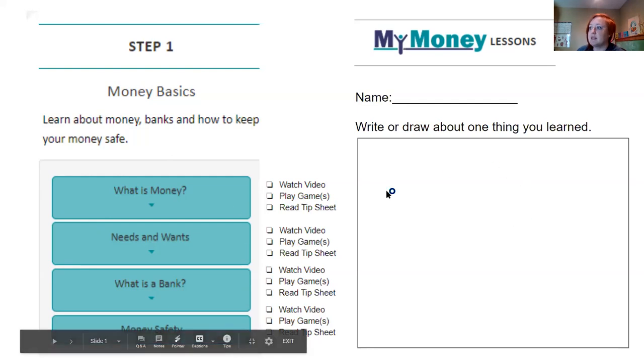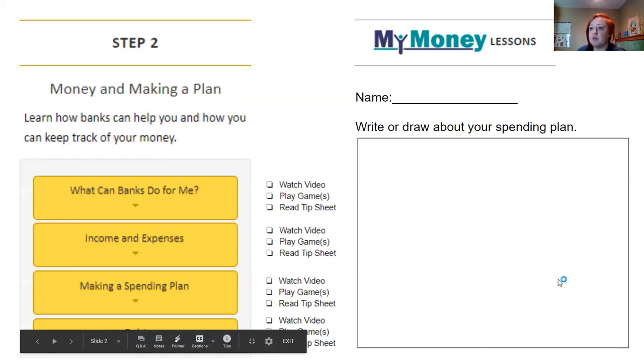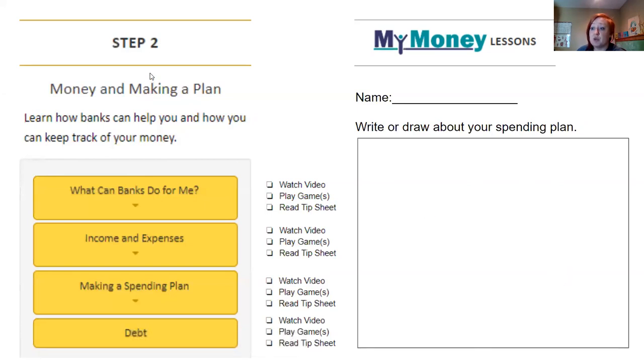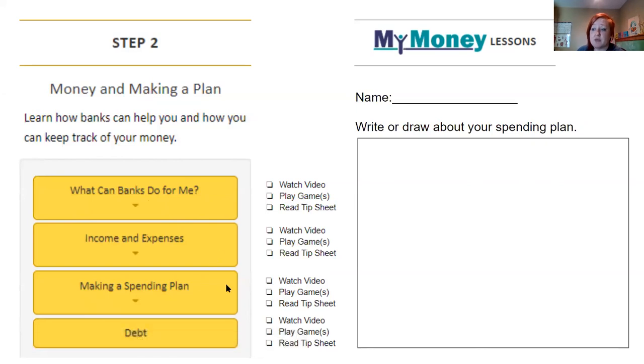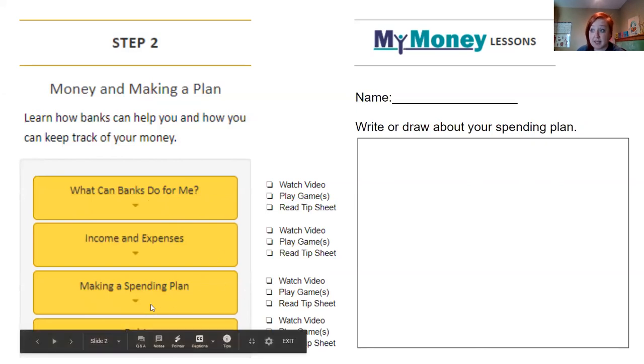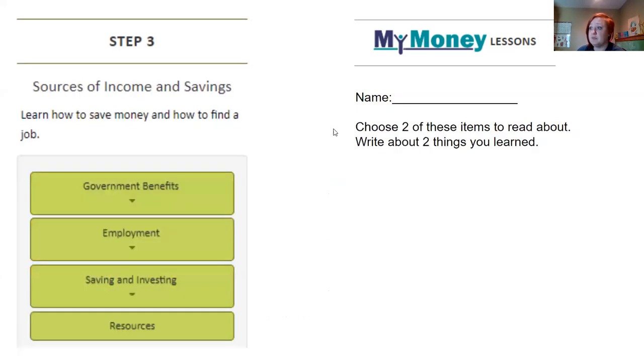There's 4 lessons, and all you have to do is write about something you learned or draw about something you learned. Step 2 is more what we're looking at today, what banks can do for us, and making a spending plan. Again, I want you to watch the videos, play the games, or do the activities, and then write or draw about that. And then step 3 is income and savings.